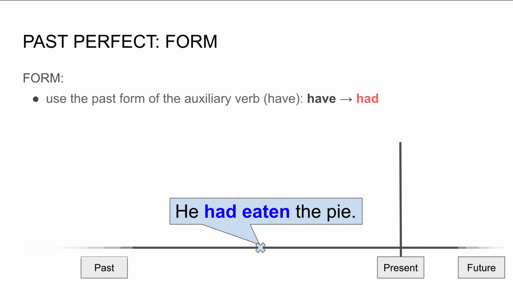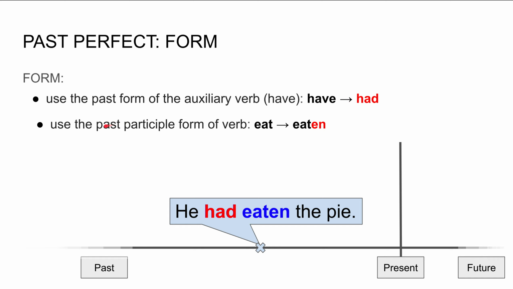The past perfect uses the past form of the auxiliary verb have, so had, and it uses the past participle form of the verb eat, so eaten. So he had eaten the pie.